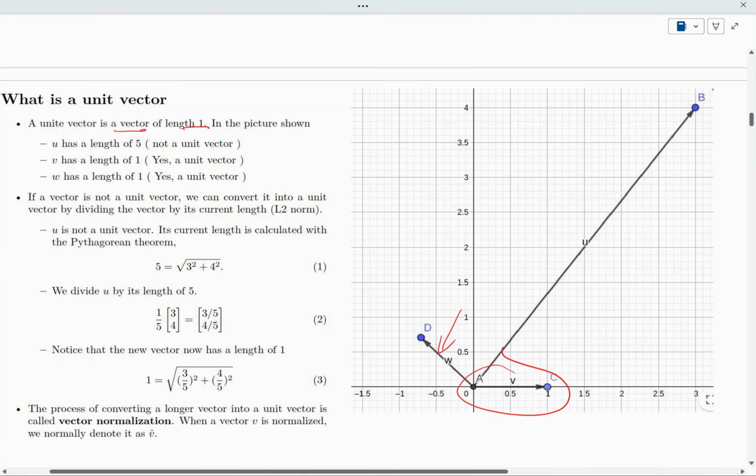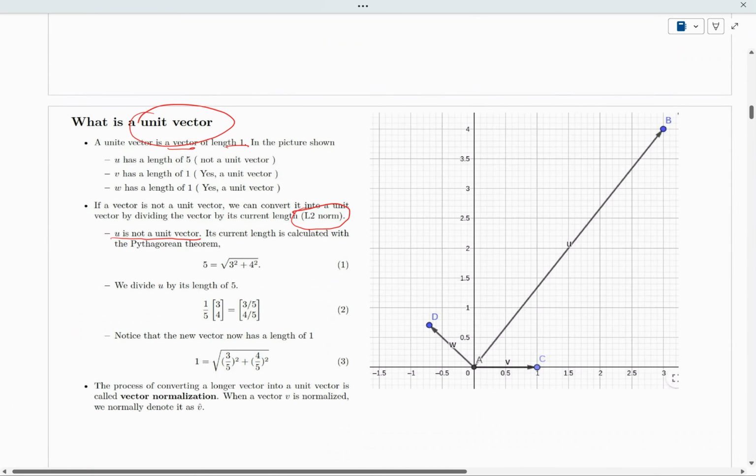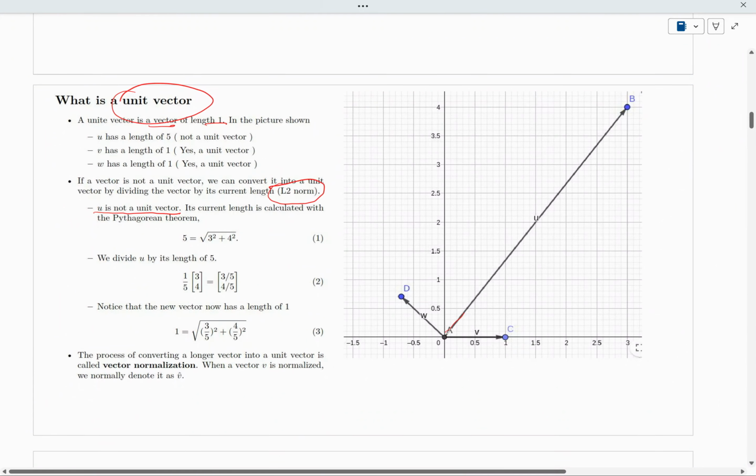But what about this? The way we measure the length is what we call the L2 norm. If you calculate the L2 norm, that gives you the length of a vector, and you want the L2 norm to be equal to 1. When that's the case, we know that what we have is called a unit vector. Now, when a vector is not a unit vector, we can calculate the length by calculating the L2 norm. So this is 3, 4, so we know the length here is 5.